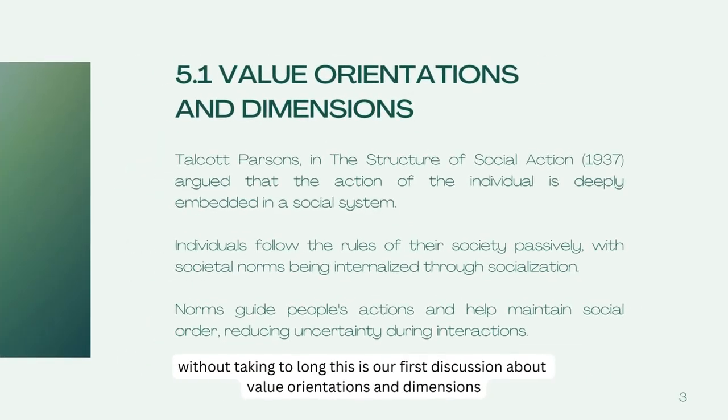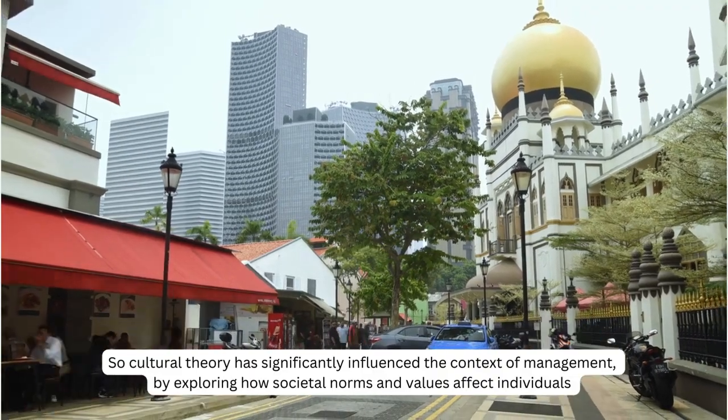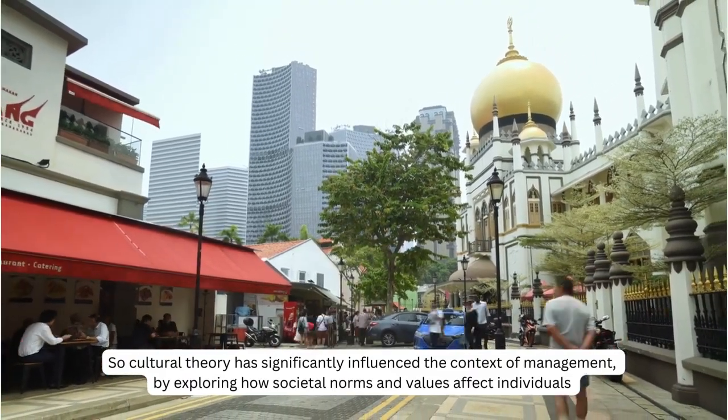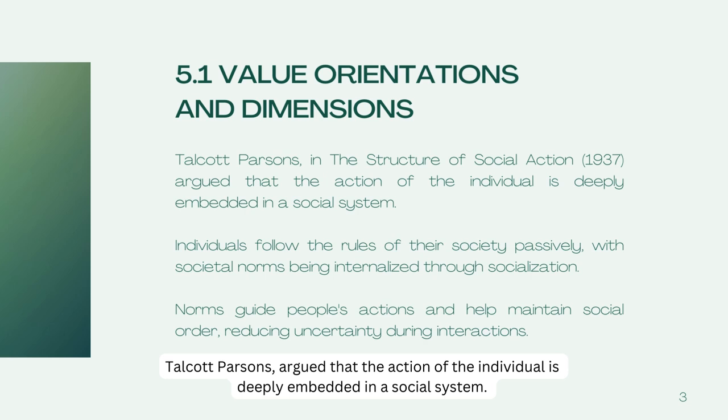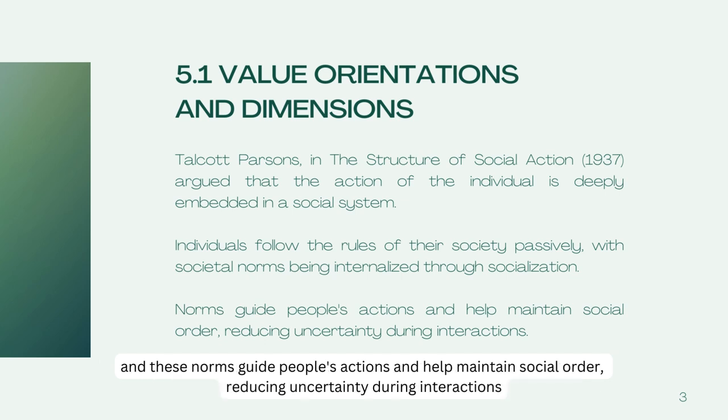Without taking too long, this is our first discussion about value orientations and dimensions. Cultural theory has significantly influenced the context of management by exploring how societal norms and values affect individuals. Talcott Parsons argued that the actions of the individual are deeply embedded in a social system. According to Parsons, individuals follow the rules of their society passively, with societal norms being internalized through socialization. These norms guide people's actions and help maintain social order, reducing uncertainty during interaction.